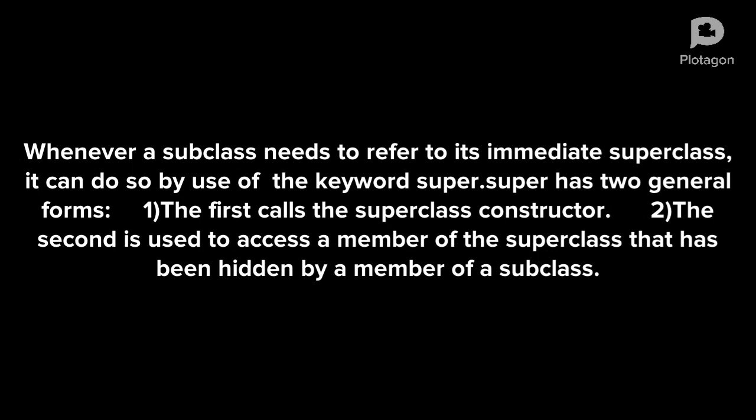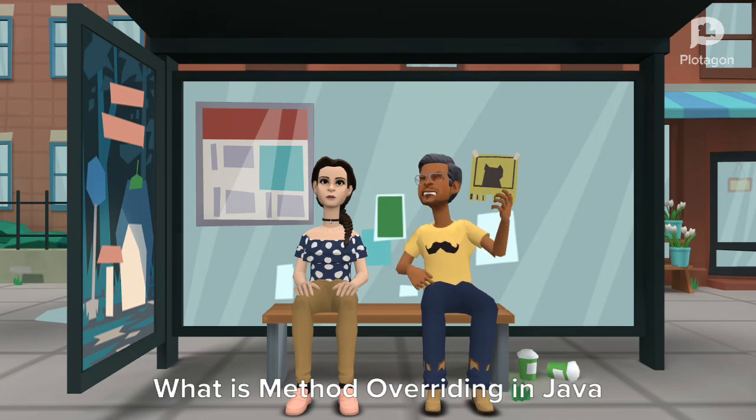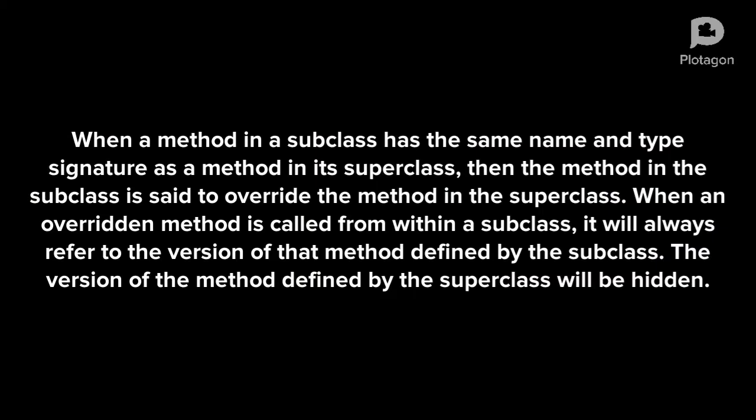What is method overriding in Java? When a method in a subclass has the same name and type signature as a method in its superclass, then the method in the subclass is said to override the method in the superclass. When an overridden method is called from within a subclass, it will always refer to the version of that method defined by the subclass. The version of the method defined by the superclass will be hidden.